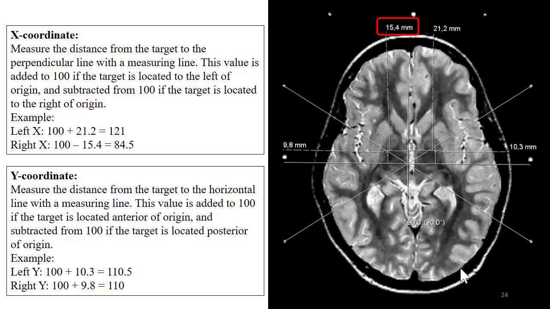In order to get the y coordinate, we measure the distance from the target to the horizontal line with a measuring line. This value is added to 100 if the target is located anterior of origin and subtracted from 100 if the target is located posterior of origin. In the example here, on the left side, we have y 100 plus 10.5 equals 110.5. And on the right side, y equals 100 plus 10 equals 110.